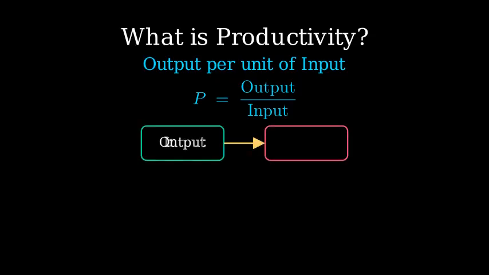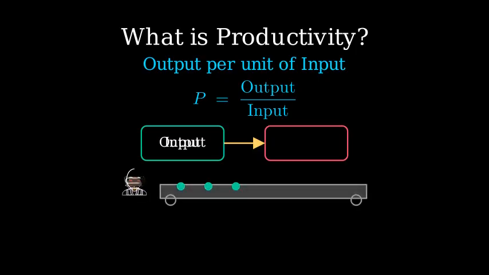Here is a simple picture. The green block is outputs and the red block is inputs. The arrow reminds us we are comparing them as a ratio. To make it concrete, imagine a small factory. The conveyor belt represents production, the dots are finished gizmos, and the stopwatch and person represent labor time as an input. As time goes on, more gizmos are produced. Productivity compares how many gizmos you get per labor hour of work.